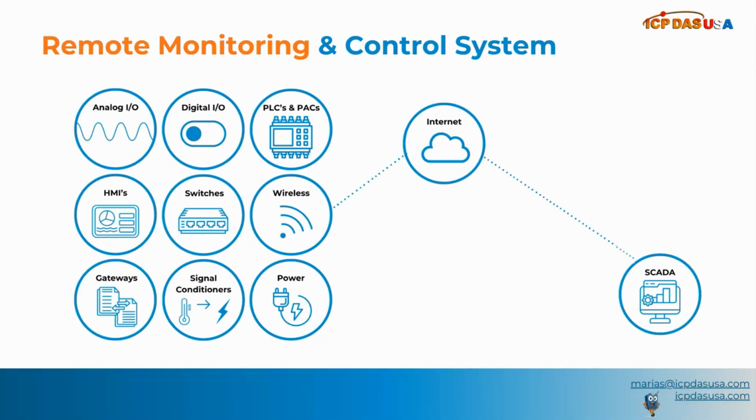Remote monitoring is widely used in the manufacturing, energy, water treatment, building automation, and oil and gas industries for improving efficiency and operations. ICP DAS USA provides remote monitoring and control equipment, including analog and digital I/O, PLCs, programmable controllers, HMIs, Ethernet and fiber switches, wireless technology, protocol gateways, signal conditioners, power supplies, and SCADA software.